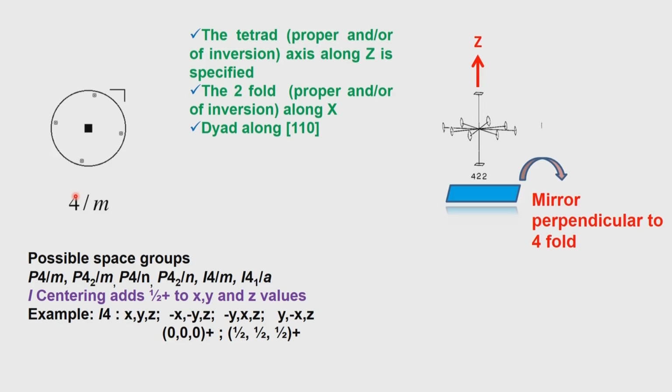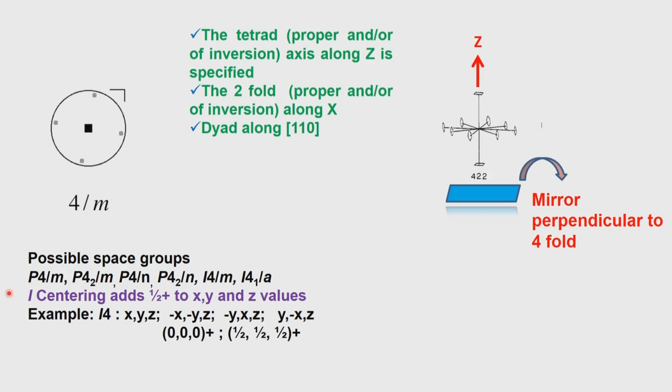The other 2-fold axis will be automatically implied when we derive the so called equivalent points. For example, here I4 is shown to have x y z, x bar y z, y bar x z and y x bar z. That will be the 4-fold operation, and along with the 4-fold operation, if we add half plus half plus half plus to each of x, y and z, we will generate 4 more points. So, there will be 8 equivalent points for I4.